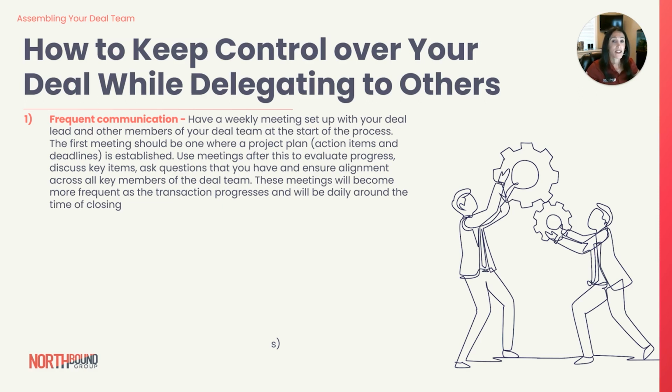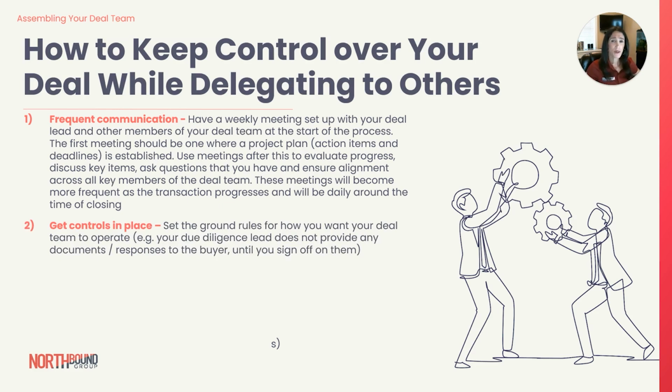It's your time to ask key questions and make sure the team gets alignment, and make sure that the deal team is all synced up on the next progression point and the next points of deadlines to be met. The meetings will become more and more frequent as you progress towards the close date. Also, you want to get controls in place from the get-go.